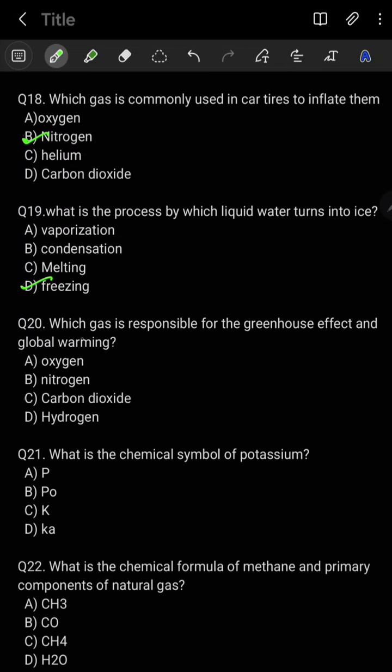Question number 20. Which gas is responsible for the greenhouse effect and global warming? Option C is the correct option, carbon dioxide gas. Question number 21. What is the chemical symbol of potassium? Option C is the correct option, K.